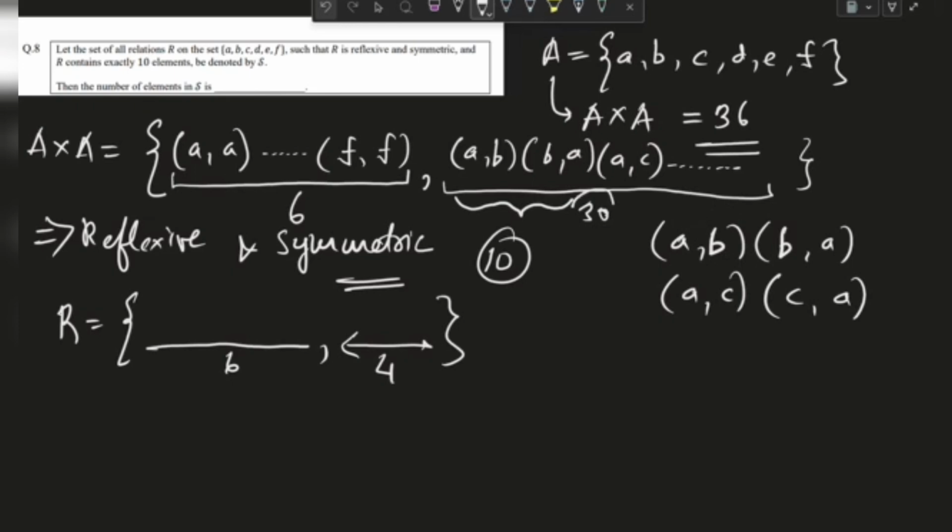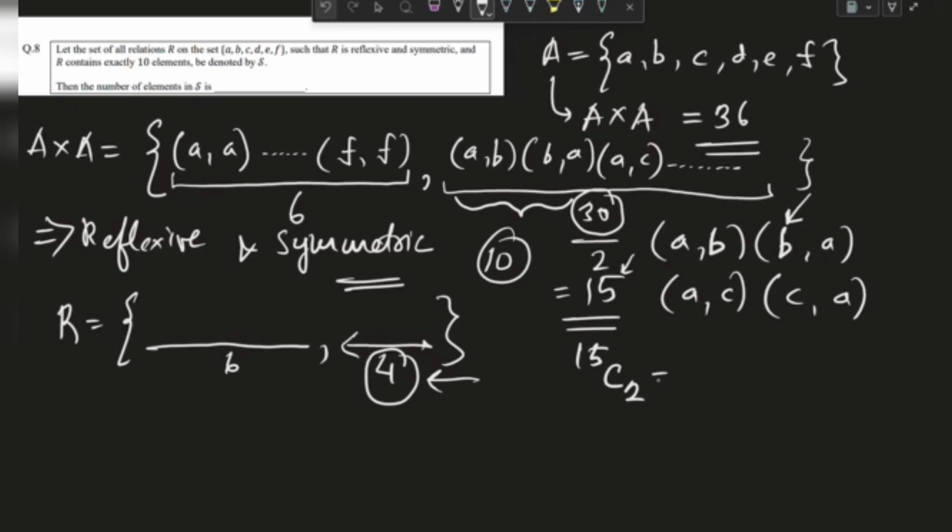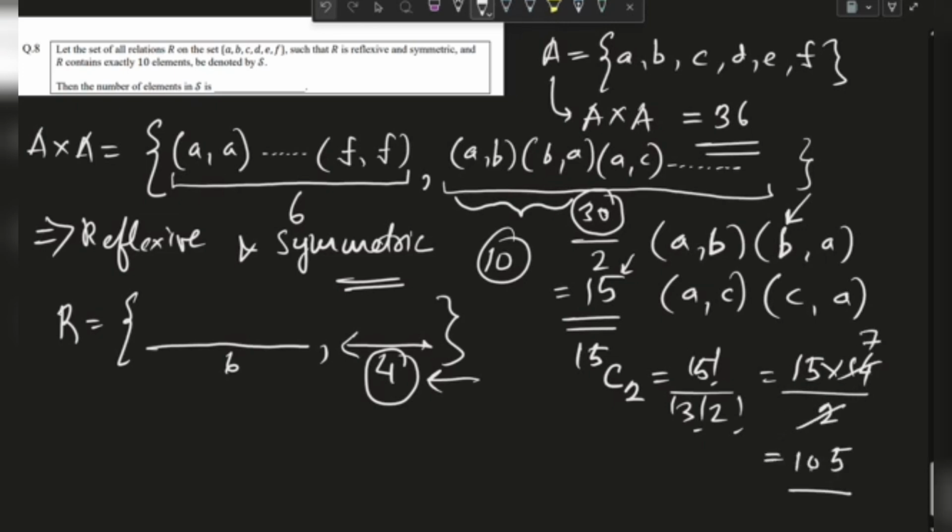So basically if we divide 30 by 2, we have 15 pairs and only 4 places. Each pair contains 2 elements. So out of these 15 pairs, we can select only 2 pairs for this place. So the answer will be 15C2, which if we calculate is 15 factorial by 13 factorial into 2, which is 15 into 14, 13 factorial gets cancelled, and divided by 2. So the answer for this first question is 105.